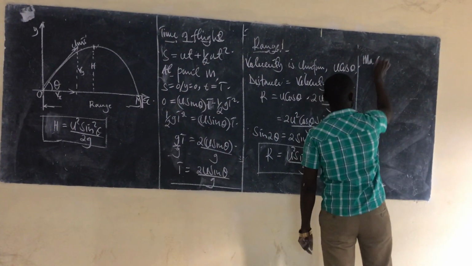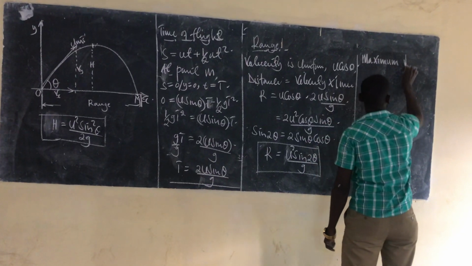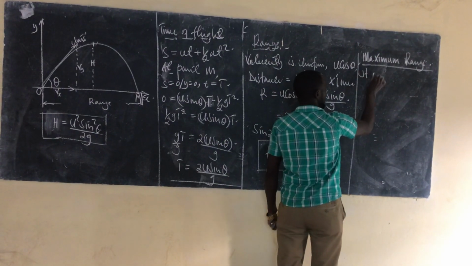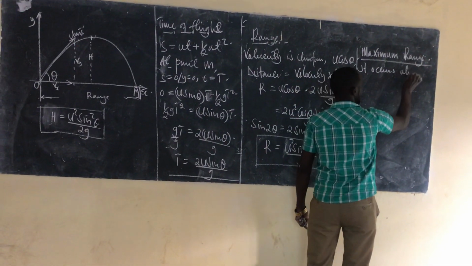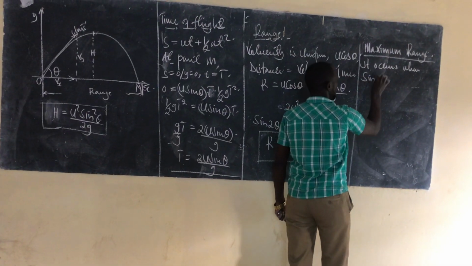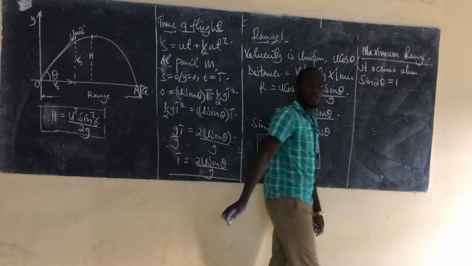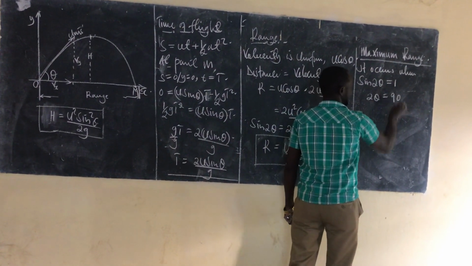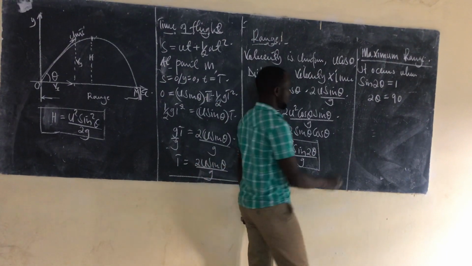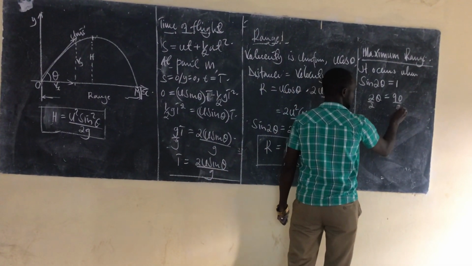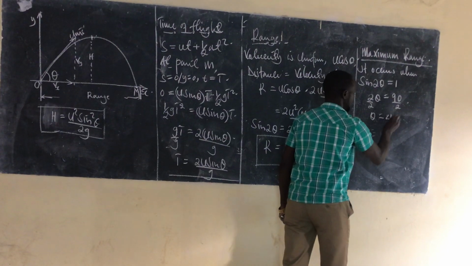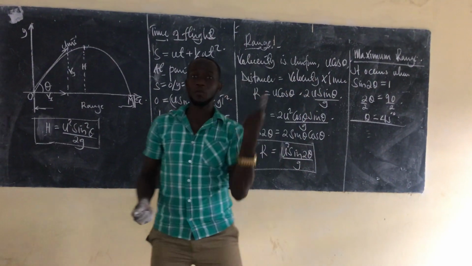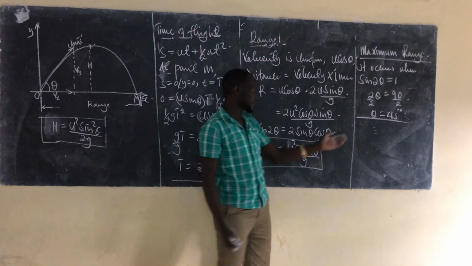Maximum range occurs when sine of 2 theta is equal to 1. So in this case, you're going to find out that 2 theta is equal to 90 degrees. When you divide by 2, you realize theta is equal to 45 degrees. Somebody may ask you to calculate maximum range and the value of theta with which it occurs. This is how simple you can do it.